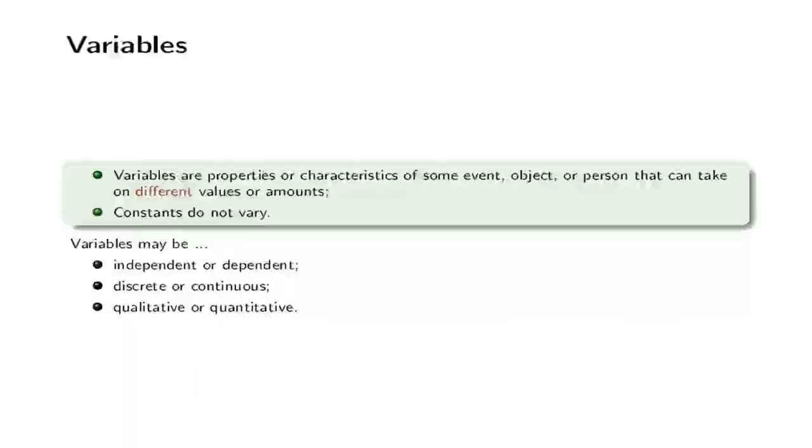Let's now go to variables. Variables are properties or characteristics of some event, object, or person that can take on different values or amounts. In addition, constants do not vary. So variables may be independent or dependent, discrete or continuous, qualitative or quantitative.